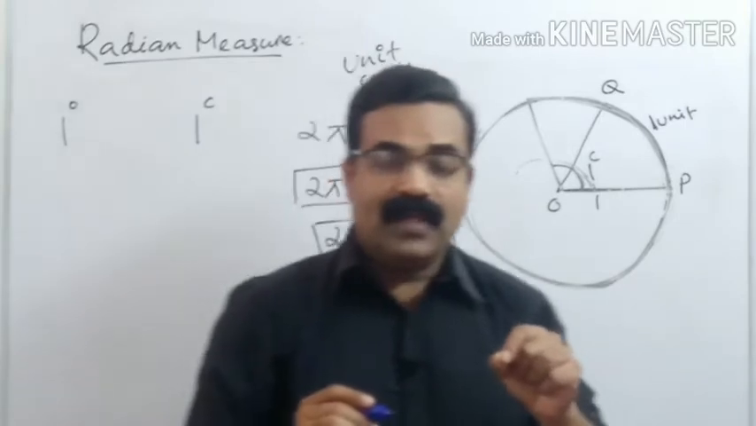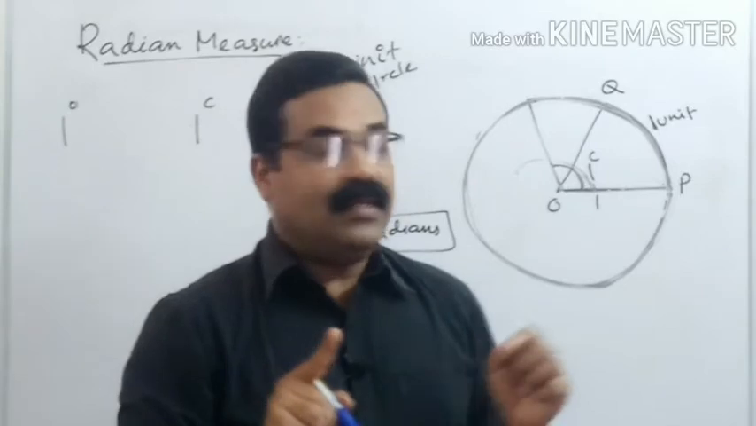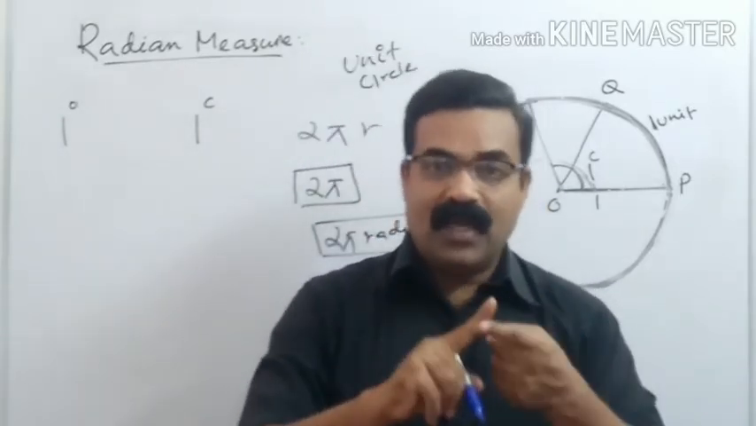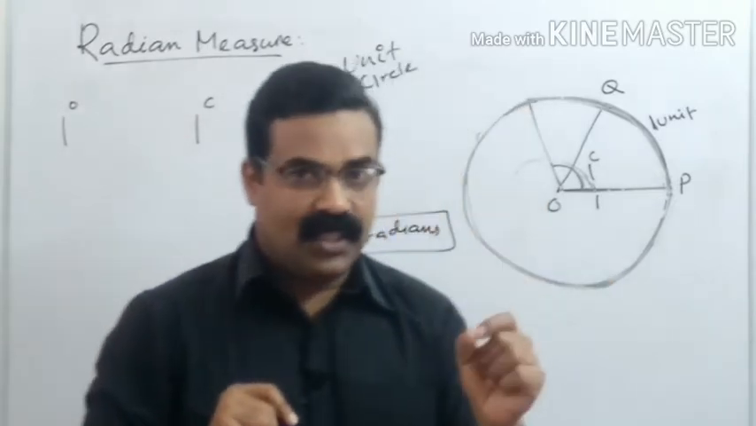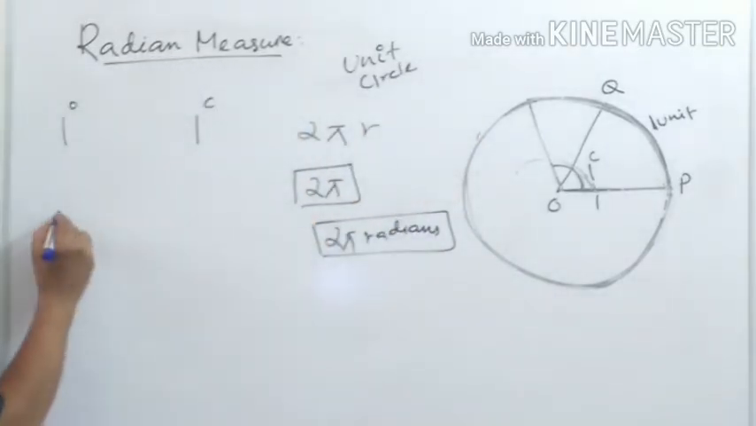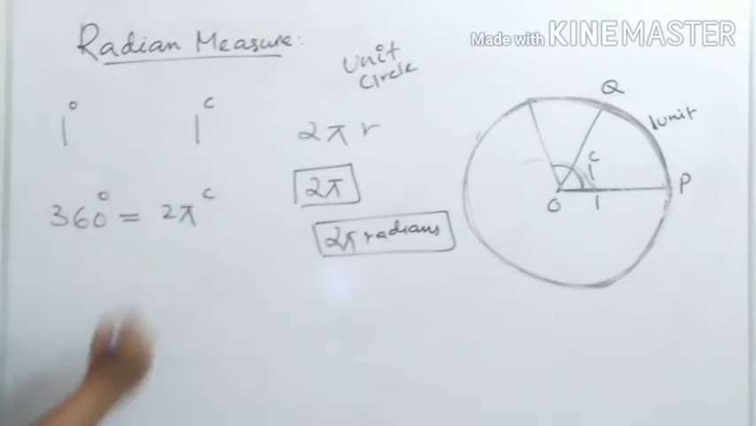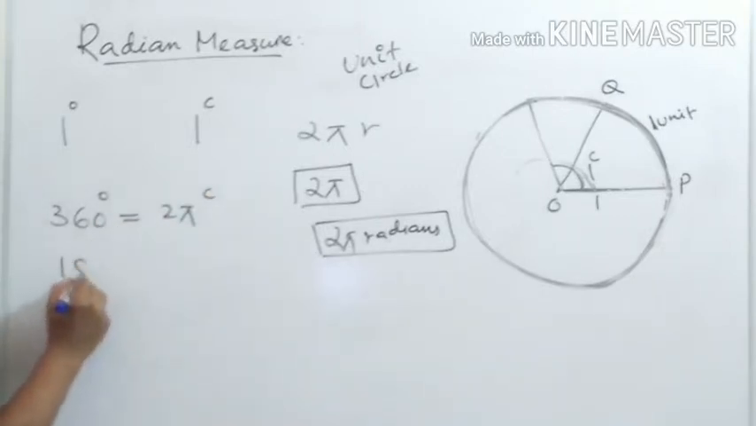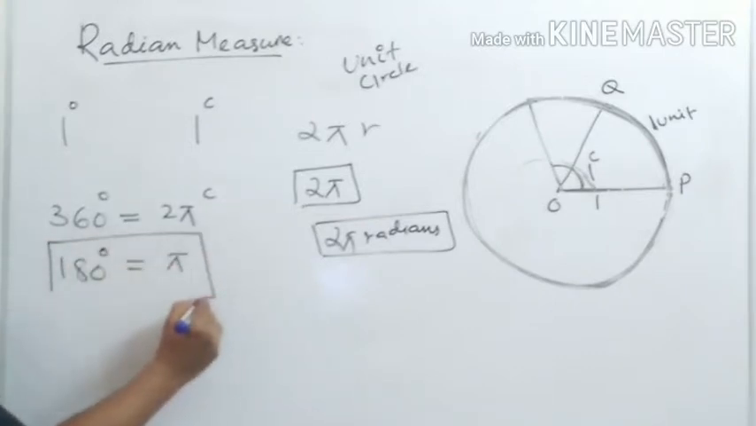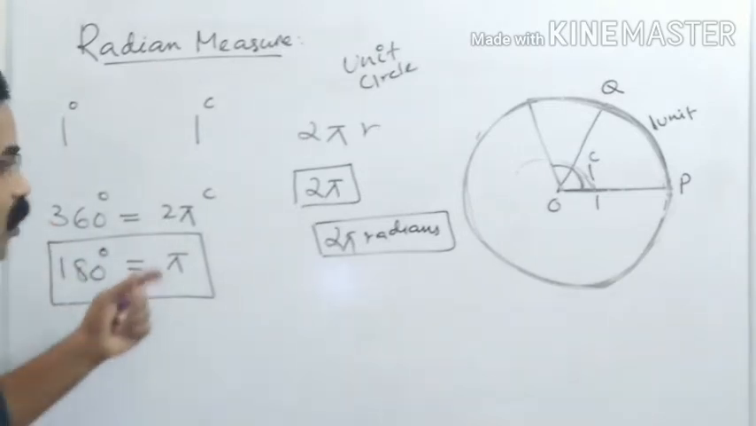But we know that in one full rotation we make 360 degrees, and in terms of radian measure we have seen it is equal to 2 pi radians. So from here we can understand that 360 degrees is equal to 2 pi radians. One of the very important relations we have seen here: 360 degrees is equal to 2 pi radians. If this is correct, then I can say 180 degrees is equal to pi radians. And one of the very important relations you have to study from this chapter is 180 degrees equals pi radians.